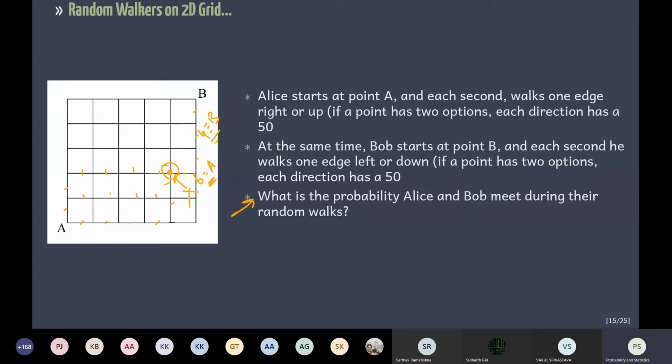So the first thing you should think about is where they can meet. If there are points on a grid where they can meet at the same time, what are those points? You can tell the answer if you want to.